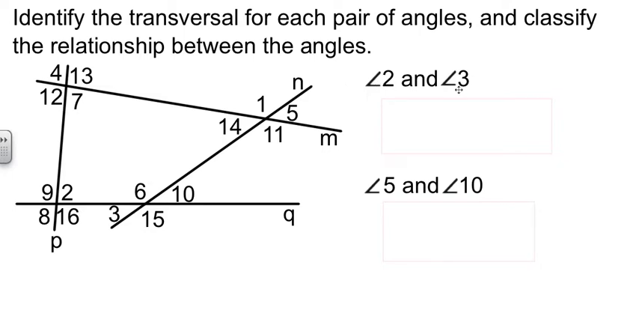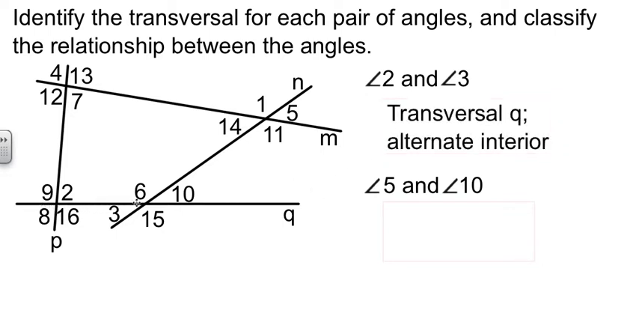First off, they gave us angle 2 and angle 3. Angle 2 is here, angle 3 is here. To find the transversal, we need to find the line that these two have in common. Angle 2 is on line P and line Q. Angle 3 is on line N and line Q. So the transversal has to be line Q.